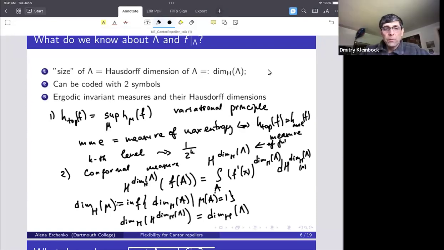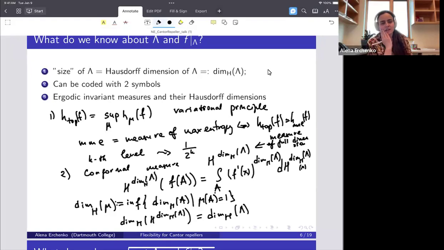Can I ask a question? Yeah. You define two measures. One is this measure of maximal entropy, and it is saying that it maximizes something. And the second one is defined also by saying that it satisfies some condition. But is it clear that it defines it uniquely, both of them?